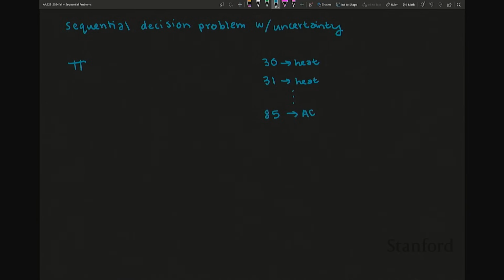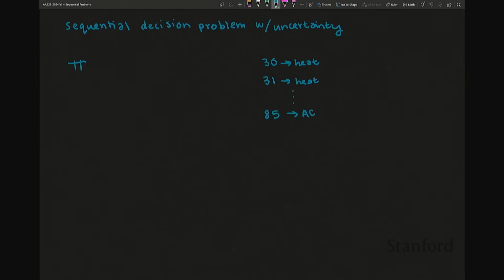And as you can imagine, in cases where we have large or even continuous state spaces, storing a policy like this wouldn't be possible. So that is why we're going to be looking at policies that are parameterized, and we're going to call the parameters theta.